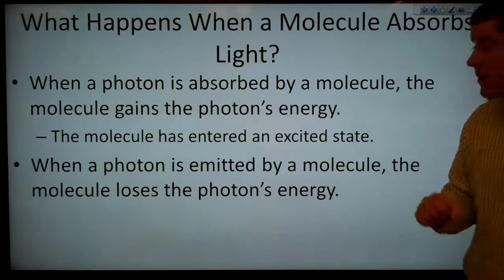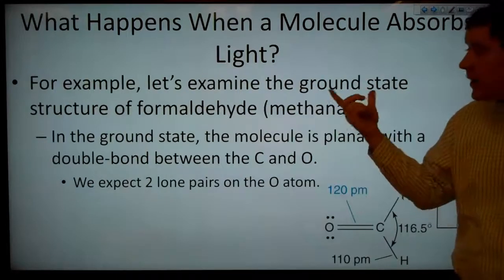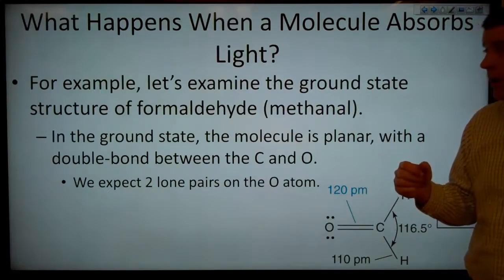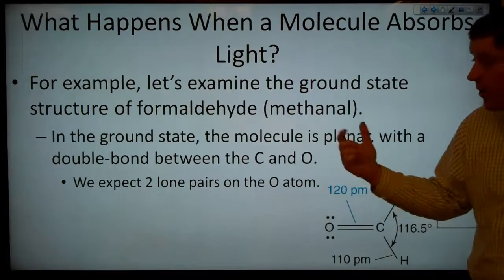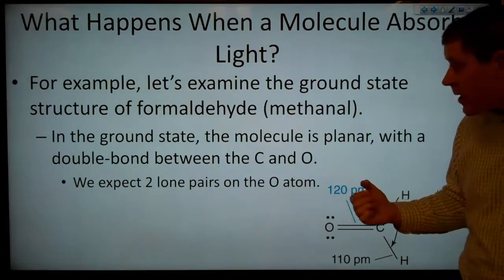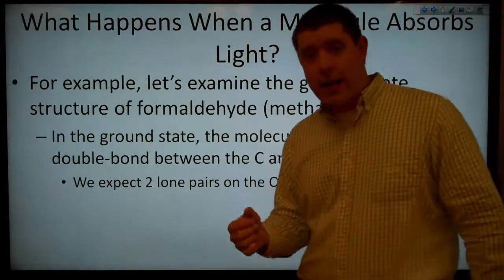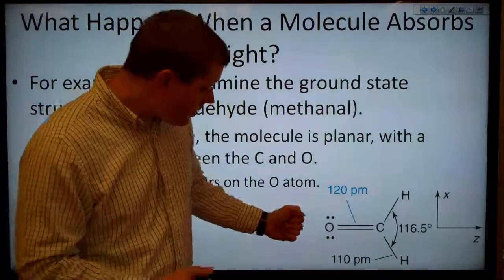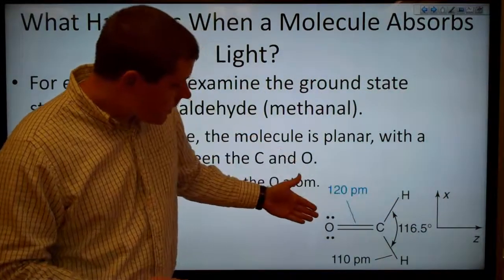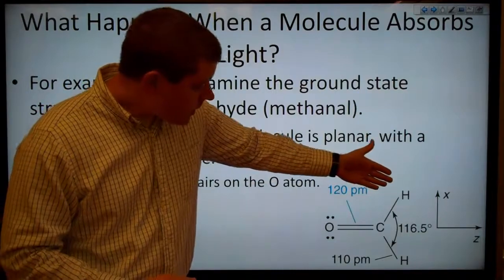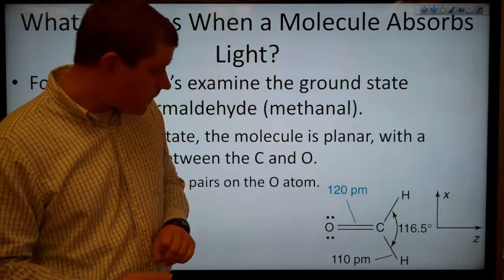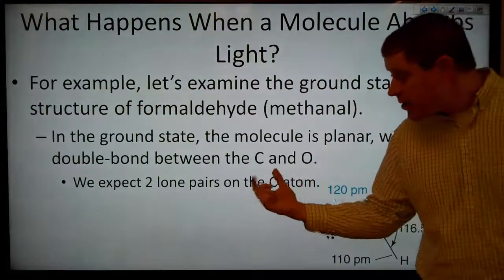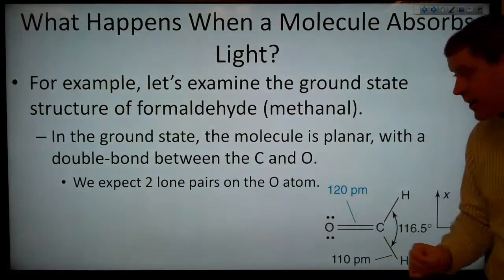So for example, let's examine the ground state structure of formaldehyde, which is methanal. In the ground state, the molecule is planar with a double bond between the carbon and the oxygen, as we see over here. The two hydrogens and the oxygen are all in the same plane with the carbon. Now, we expect two lone pairs on that oxygen atom.